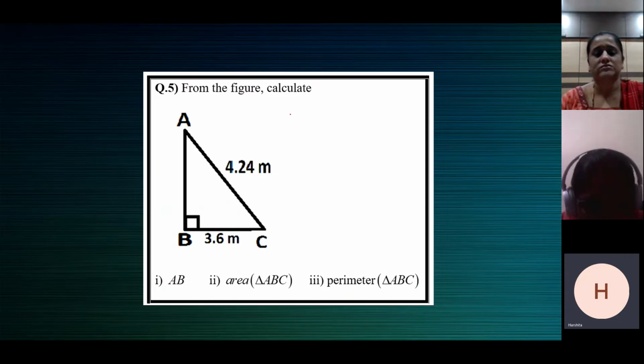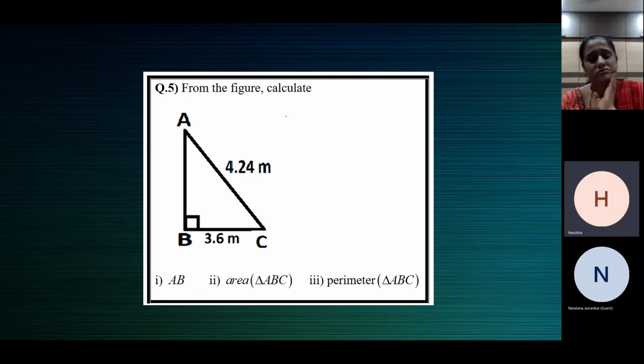The square of 4.24 is 17.9776, ma'am. It is subtracted from 12.96, ma'am, which is the square of 3.6, ma'am. And then after we subtract the squares of both the opposite and adjacent, we get 5.0176, ma'am. And I took its square root, ma'am, and the square root of 5.0176 is 2.24, ma'am. So we can conclude that opposite equals to 2.24, ma'am.